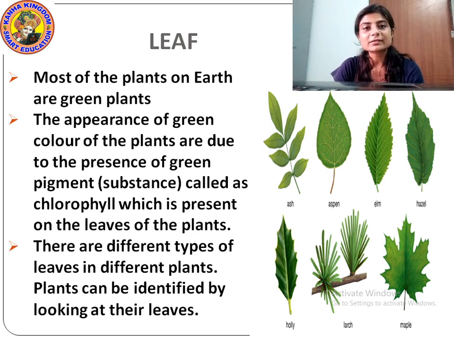And why are these green plants green in color? Because of the presence of a pigment or substance that is present in the leaf, that is called chlorophyll. Chlorophyll is the green pigment which is present in the leaf of plants which makes them green in color. Okay, and different plants have different types of leaf in different shapes and sizes. And we can identify the different plants by the shape and size of their leaf. Understood?